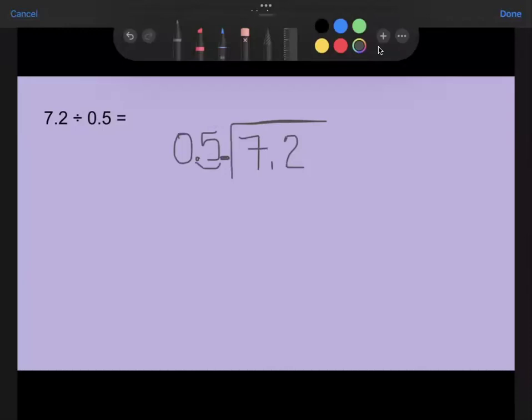I can do that as long as whatever I do on the outside, I do on the inside. So since I moved it one place on the outside, I need to move it one place on the inside as well to make it match. Then I can put the decimal up into the answer space above where it is in the problem and begin to divide. I realize I have a lot of lines here, so maybe I get rid of this one and this one. Okay, so 5 goes into 7 once. 1 times 5 is 5. 2 left over, bring down that 2.